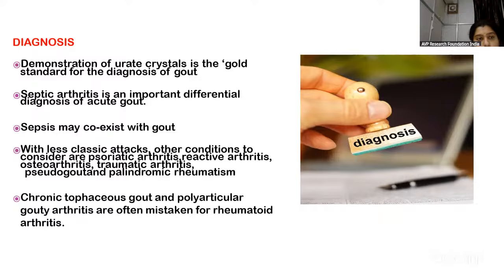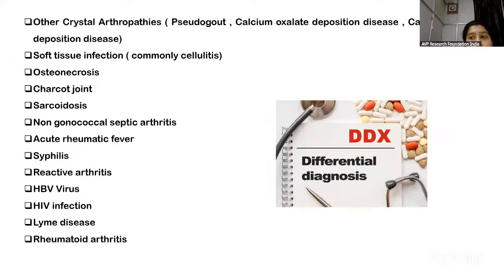diagnosis of gout. Now, what are the differential diagnoses or the diseases which are sometimes misdiagnosed as gout? Soft tissue infections, other crystal arthropathies, Charcot joint, osteonecrosis, reactive arthritis, acute rheumatic fever. These are some of the diseases which can be considered as the differential diagnosis of gout.